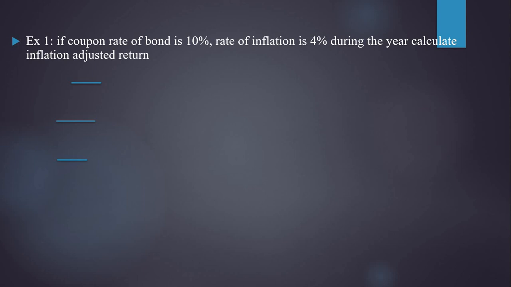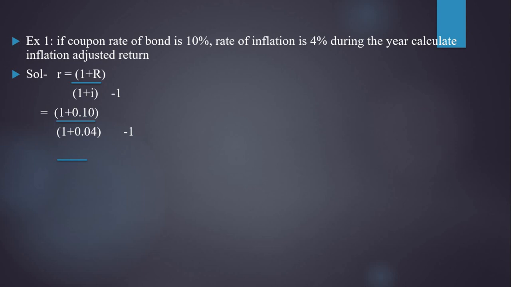First, we have to use the formula. So what is the formula? 1 plus capital R divided by 1 plus I, minus 1. Now you have to substitute the values. First is 1 plus R. Capital R is the rate of return on the bond, which is 10%. So 1 plus 10% means 1 plus 0.10, divided by 1 plus I.